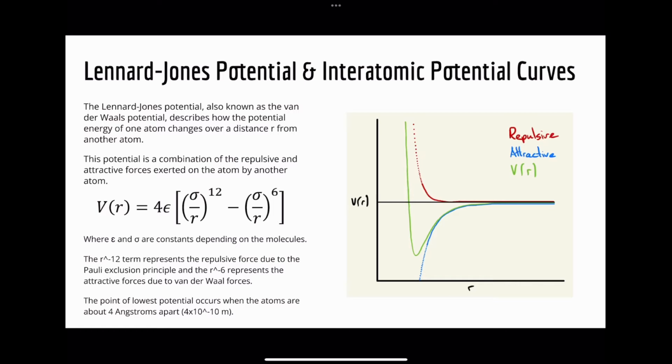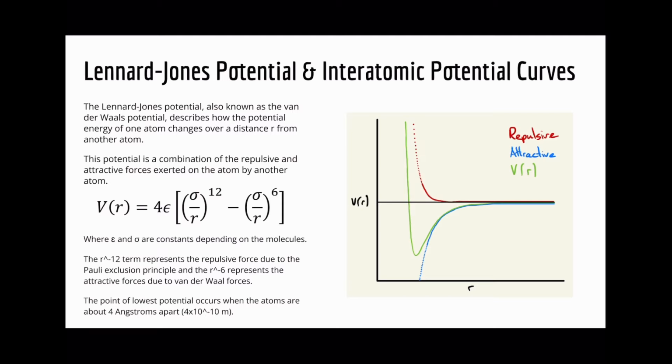Starting with the Lennard-Jones potential and interatomic potential curves: the Lennard-Jones potential, also known as the van der Waals potential, are both functions that describe how the potential of one atom changes as its distance from another atom changes. This potential is a combination of the repulsive and attractive forces exerted on each of the atoms.